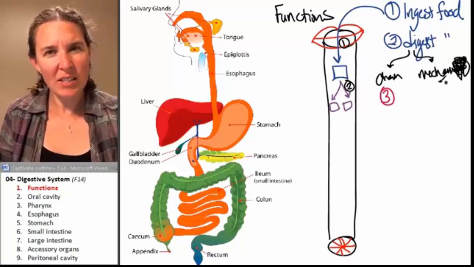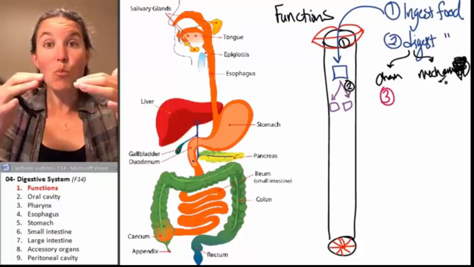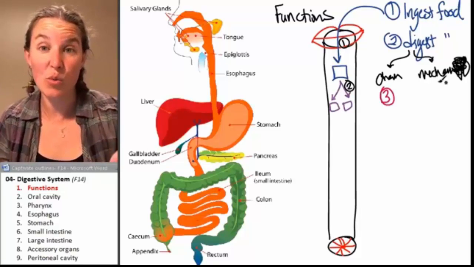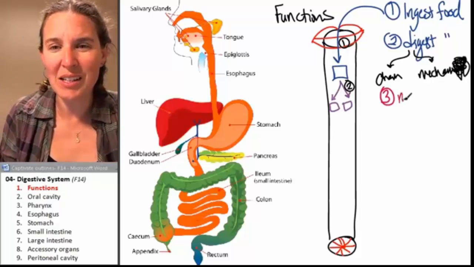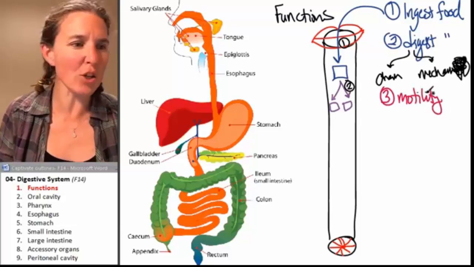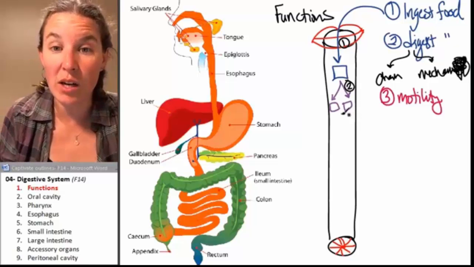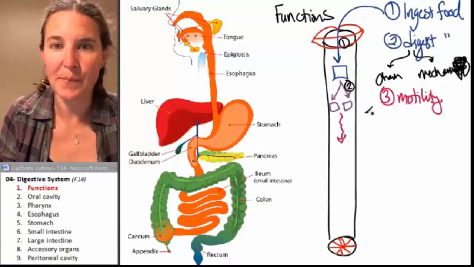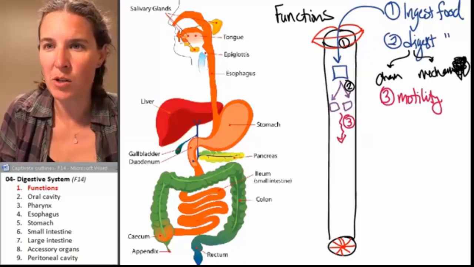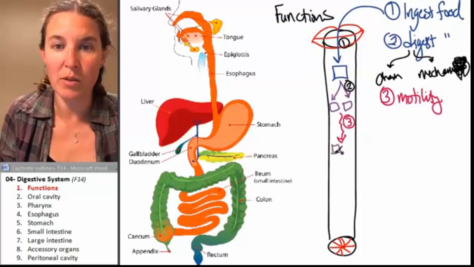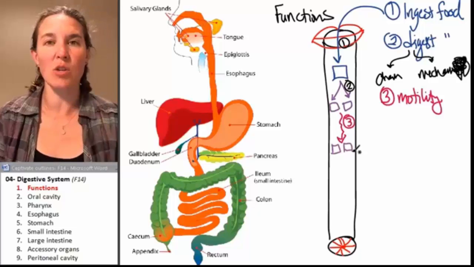A third thing that happens in the digestive system, I'm going to draw it in a different color. The digestive system, the whole system, moves substances through it. So it's called motility. But basically, you're moving the particles through the GI tract. So look, I'm going to draw it like this. This is number 3. These particles move, and I'm going to try and make my little purple particles. They just move through the digestive tract.